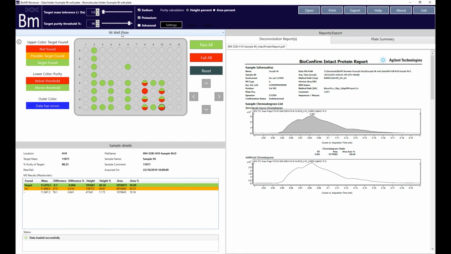More information on the advanced options for annotating results will be shown in a separate video.